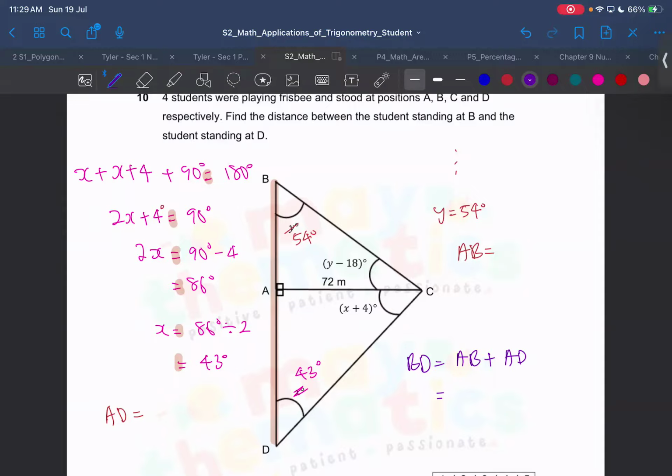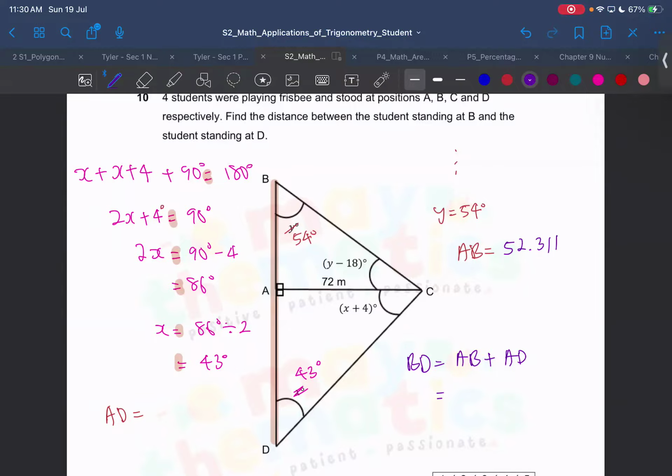Sean, you got it already? Oh, you're borrowing a calculator. I have a calculator. Eileen is done. What's your AB? Yes, very good.